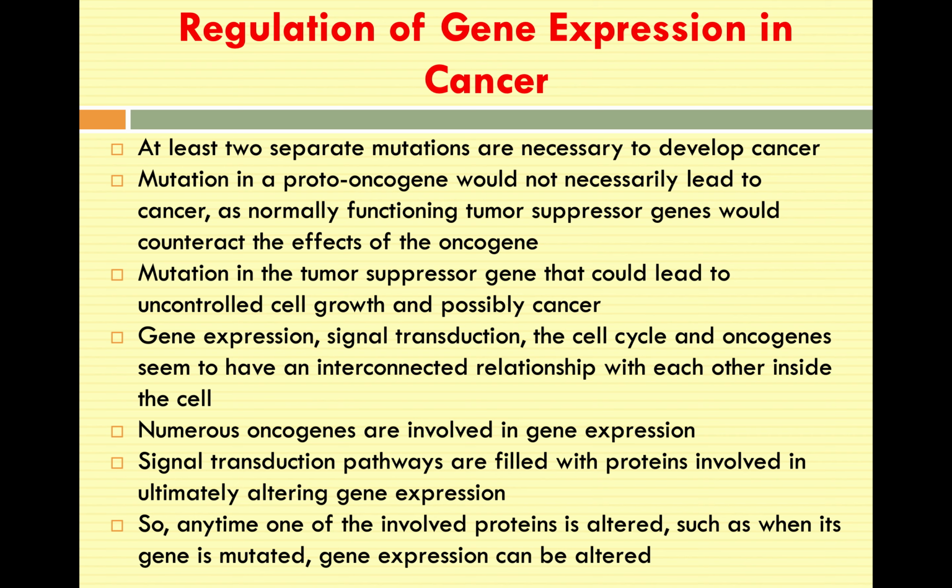Gene expression, signal transduction, the cell cycle, and oncogenes seem to have an interconnected relationship with each other inside the cells. And by right, they should, and they do. Numerous oncogenes are known to be involved in gene expression. What we term as oncogenes, we will come to that. Signal transduction pathways are filled with proteins involved in ultimately altering gene expression. Anytime one of the involved proteins is altered, such as when the gene is mutated, gene expression will also be altered, depending on the mutation that occurs.